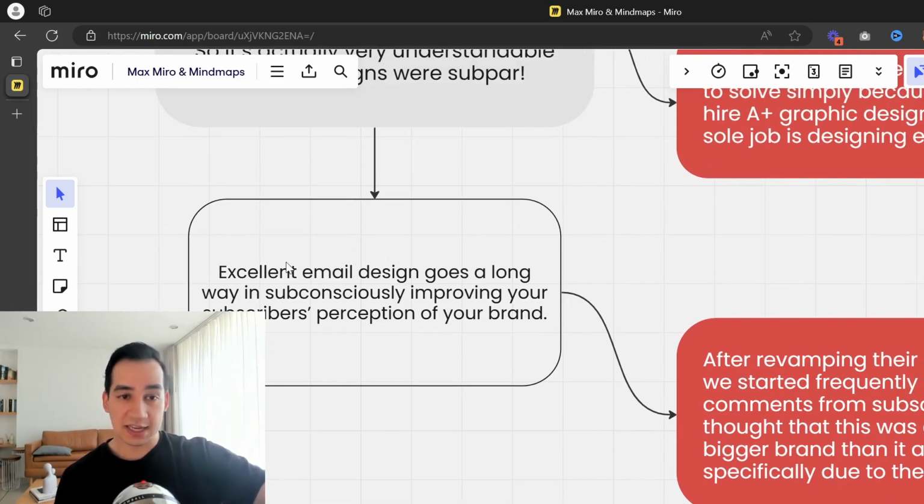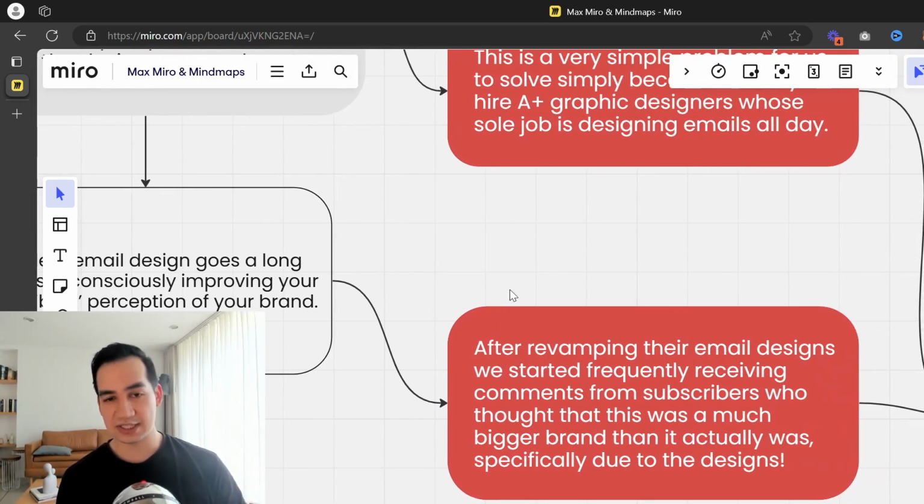Excellent email design goes a long way in subconsciously improving your subscribers' perception of your brand, which is going to improve conversions indirectly. And how do we know this? This is what this client said, along with several of our other clients have said something similar. After revamping their email designs, we started frequently receiving comments from subscribers that they thought this was a much bigger brand than it actually was, specifically due to the designs.